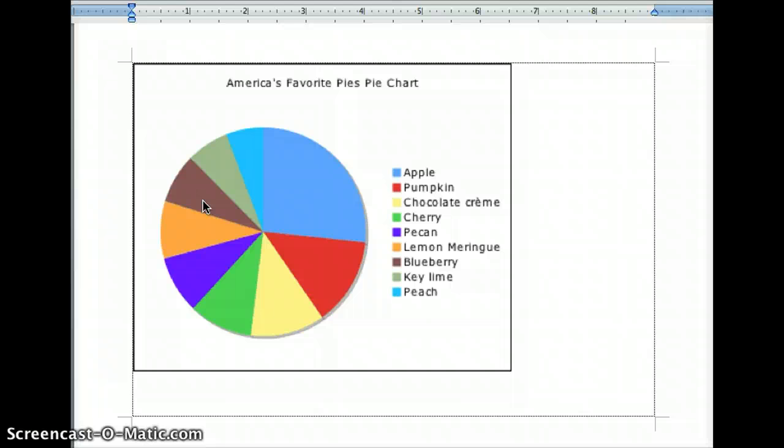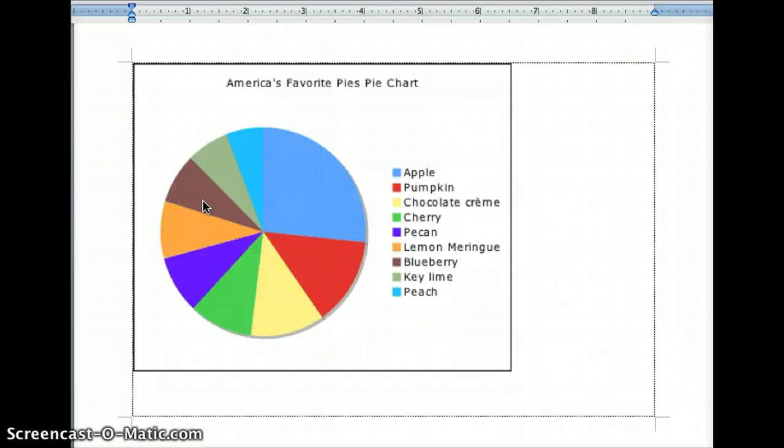Now, when you're looking at your questions, some of your questions might ask you to compare and contrast. You're going to realize that you have two charts to look at. When you compare and contrast, you're going to try to figure out the similarities and the differences between those two charts. There also are going to be questions that ask you to draw conclusions.